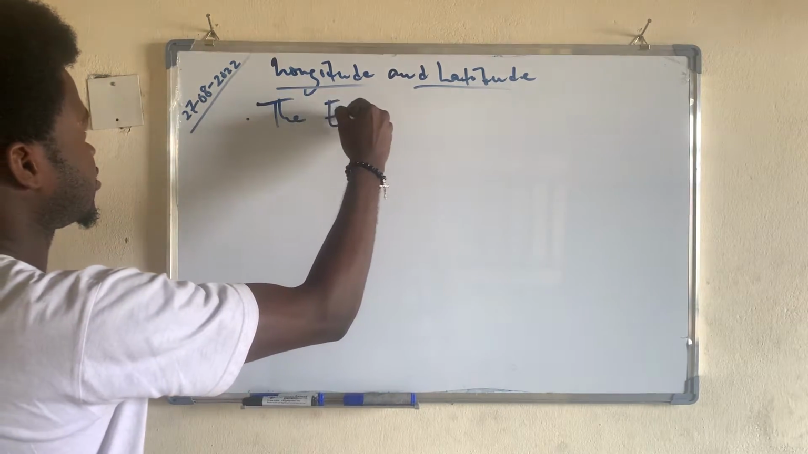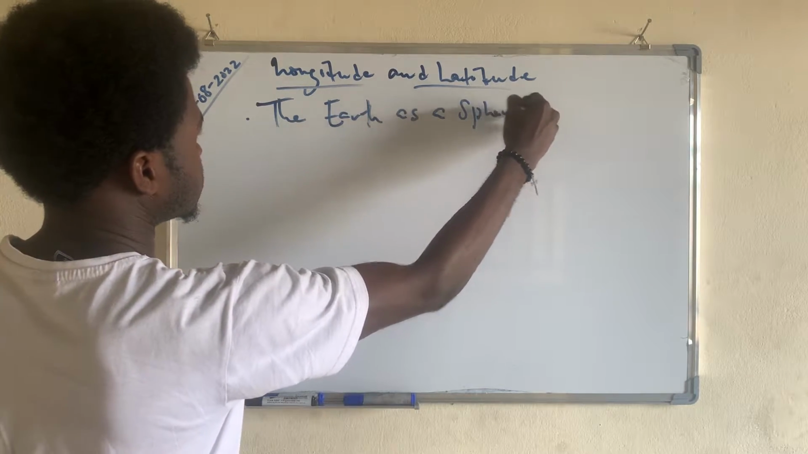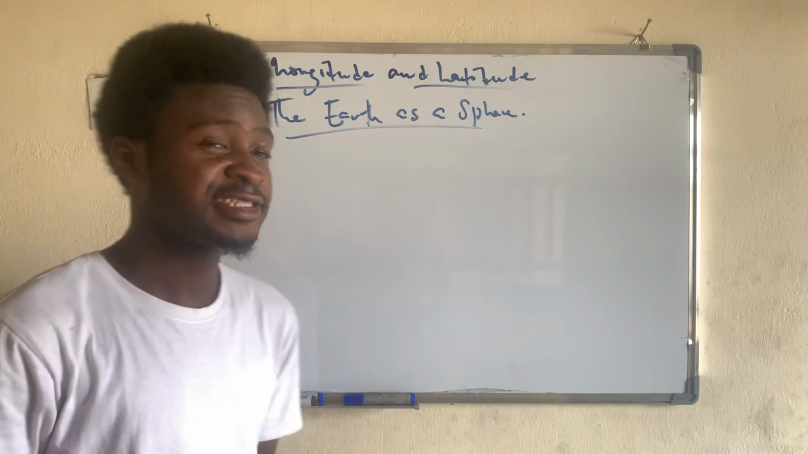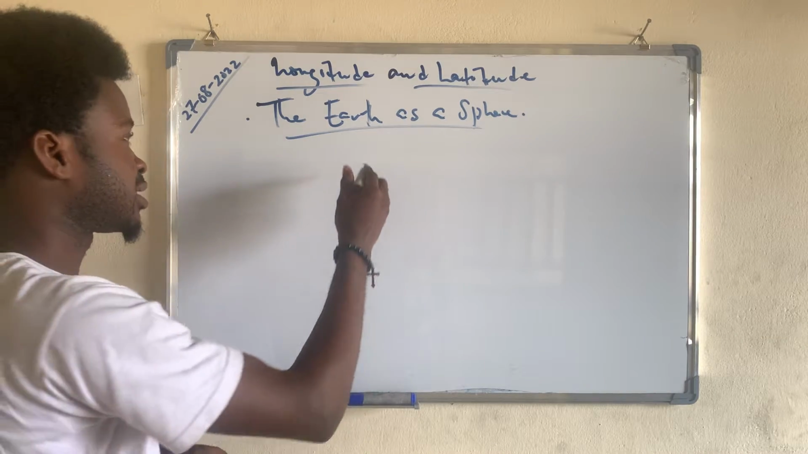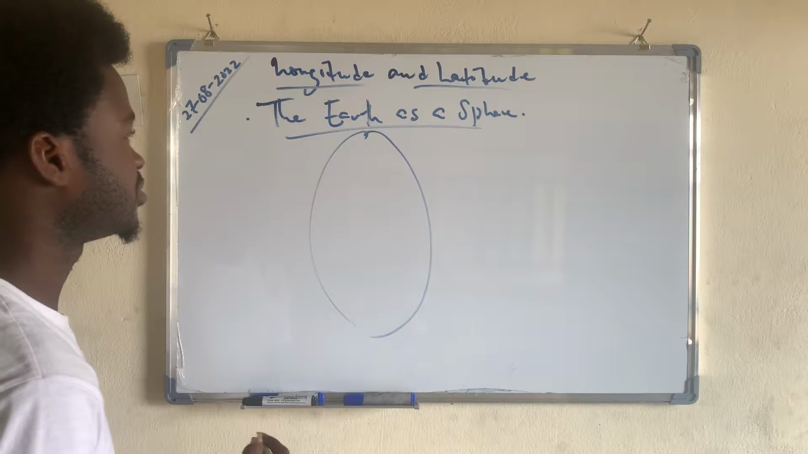The Earth as a sphere. We all know that the Earth is spherical in shape, and that will make me draw out this shape. This is a sphere.